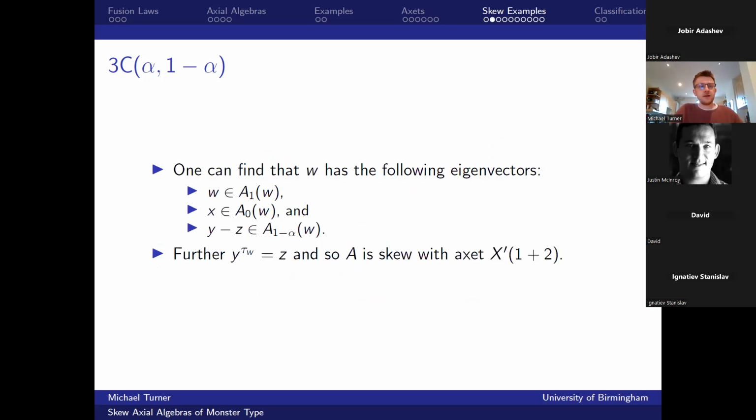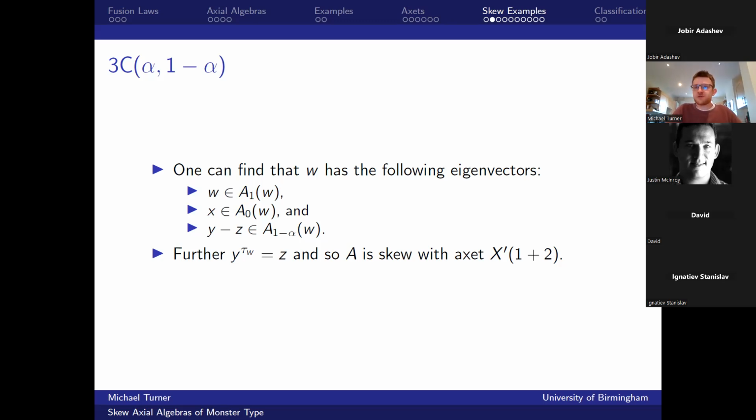Okay, so one can find the eigenvectors of W, and further, if you then apply the Miyamoto involution of W on Y, you'll get it equal to Z. And this is going to be a skew axial algebra, and it has the axet 1 plus 2.